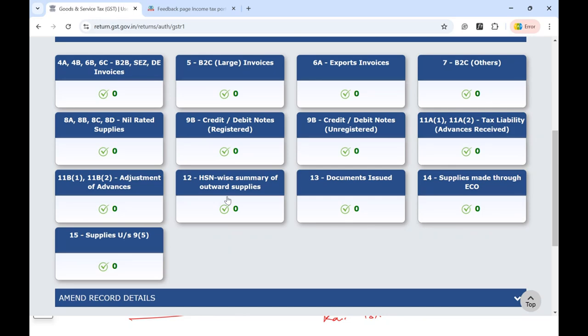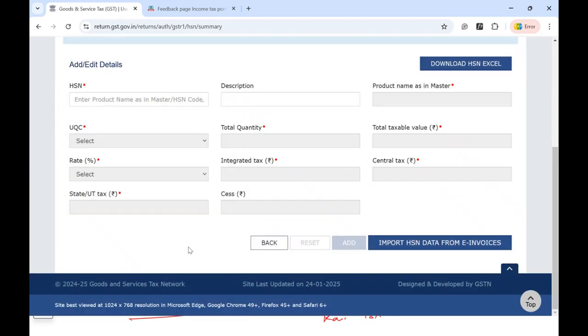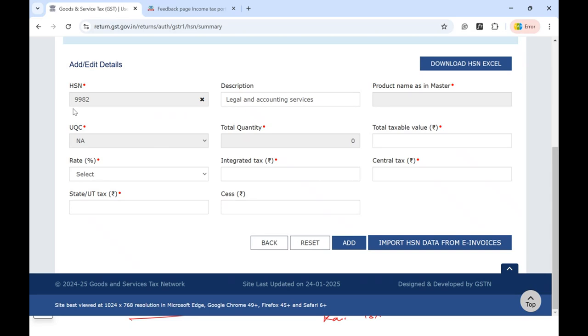In this case, you are required to provide HSN-wise detail of the supply made by you. Ideally, the aggregate value of HSN supply should tally with your invoice value. Suppose I'm a service provider and I provided this service. This is a SAC. In GST, theoretically, there is a difference between HSN and SAC: SAC means Service Accounting Code, and for goods it is HSN. But for the purpose of filing GST return, SAC and HSN are considered at par.